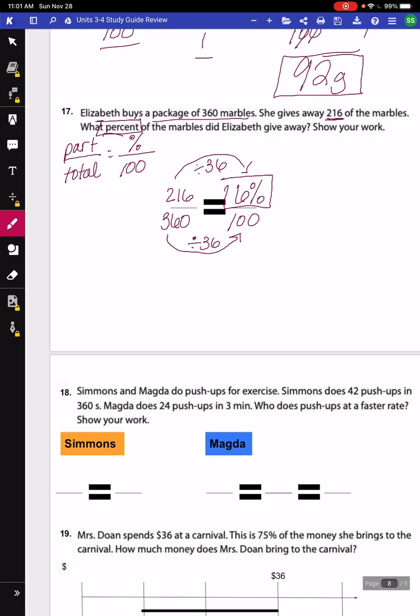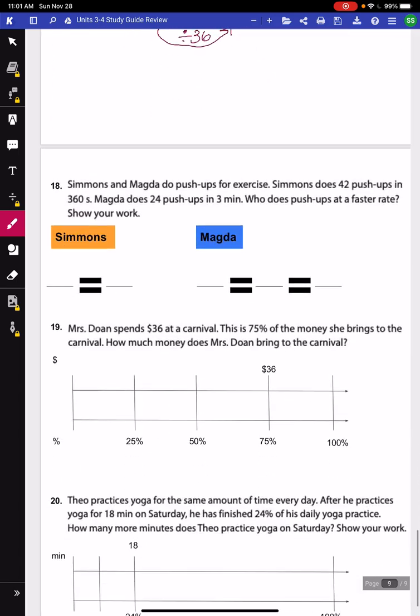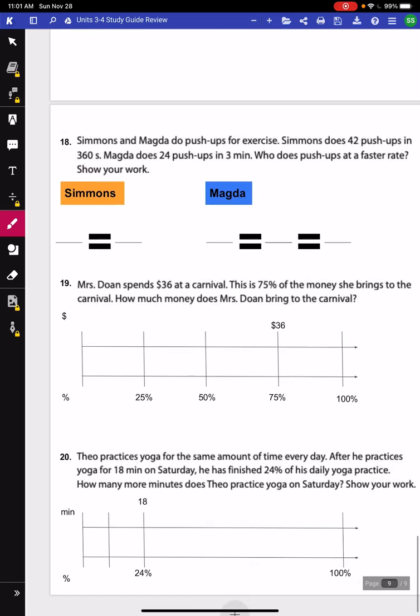Moving on to number 18. Simmons and Magda do push-ups for exercise. Simmons does 42 push-ups in 360 seconds. Magda does 24 push-ups in 3 minutes. Who does push-ups at a faster rate? So first let's look at Simmons. So we have 42 push-ups in 360 seconds. And then Magda does 24 push-ups in 3 minutes.